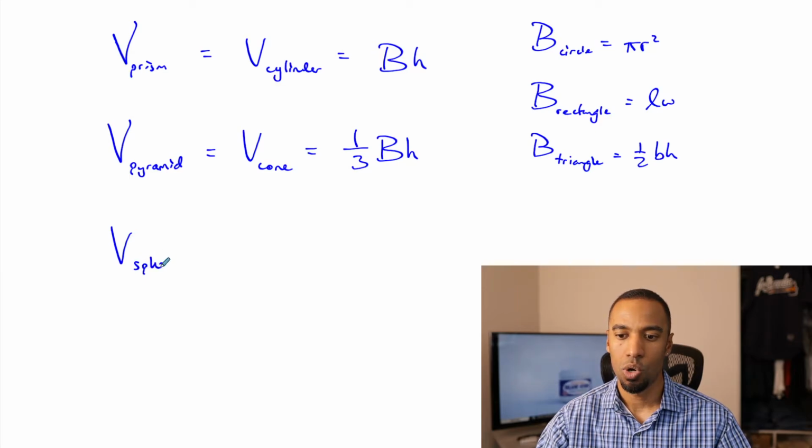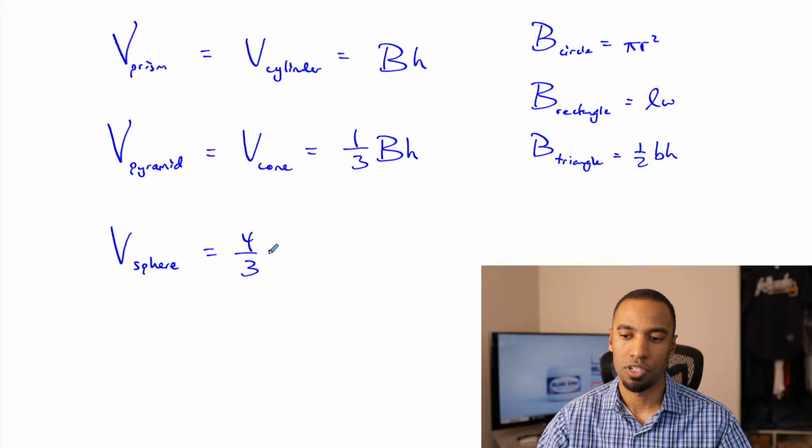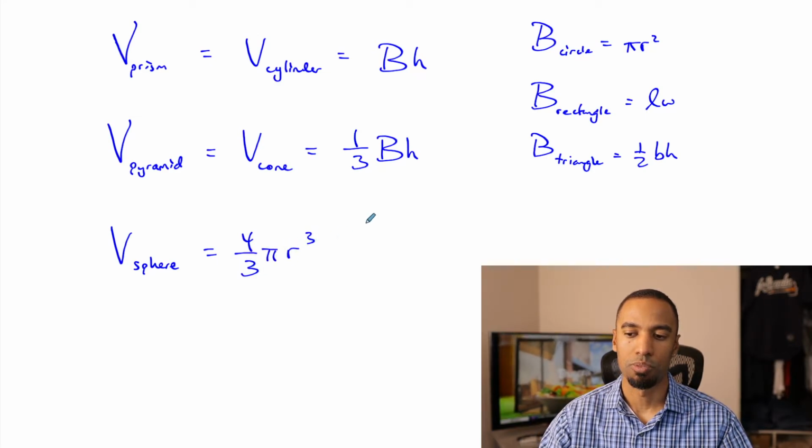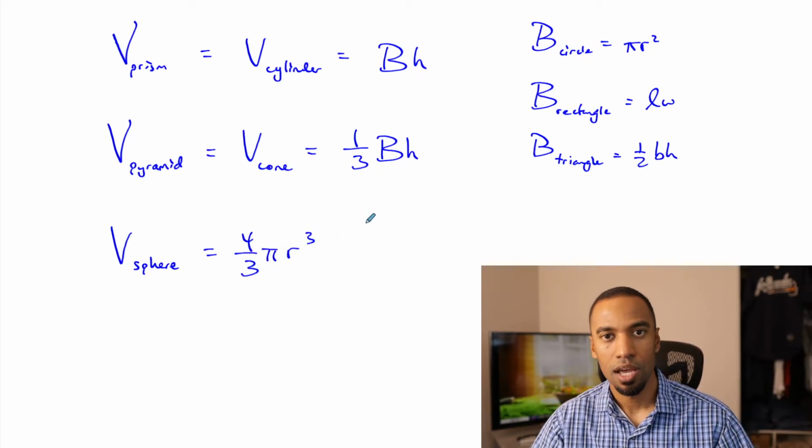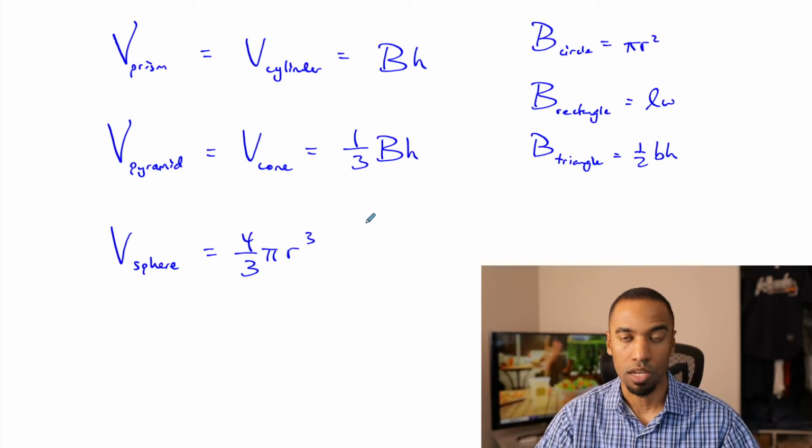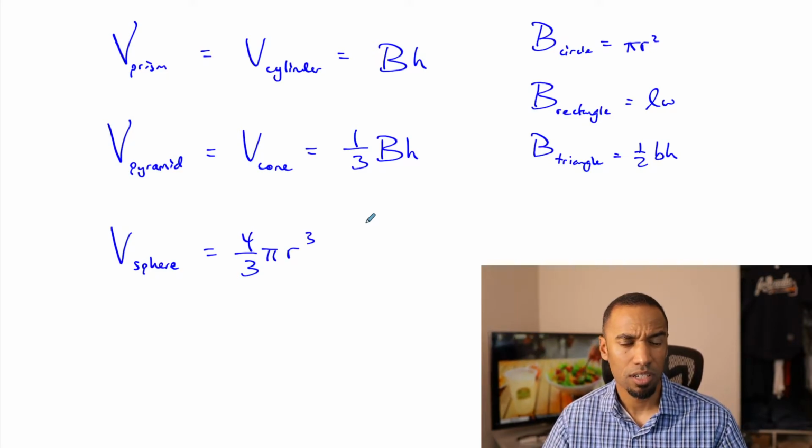And then we have the volume of the sphere, which is kind of in its own little world here. It's 4/3 pi r cubed, like that. R is the radius of the sphere that you're talking about. Sometimes we're given a diameter, and then we have to find the radius.